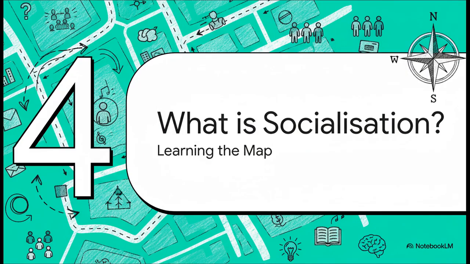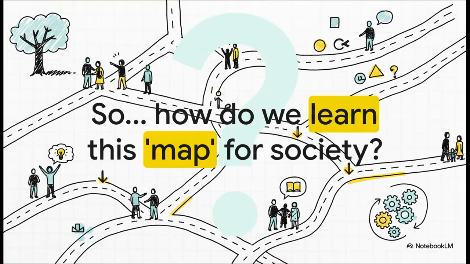Okay, so we've talked all about this cultural map. We know what it is, and we know its different parts. But this brings up a really big question. How in the world do we learn the map in the first place? And that brings us to our next topic, socialization. Let's really think about that question. How do we learn the map for our society? How do we come to know all these rules, values, and ways of life? Well, the answer is a lifelong process, and it's called socialization.